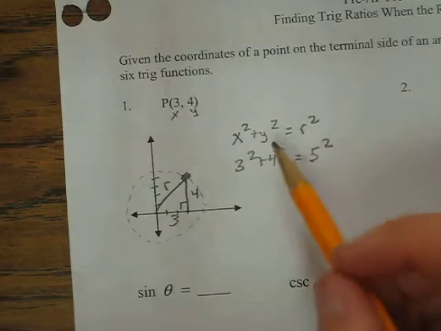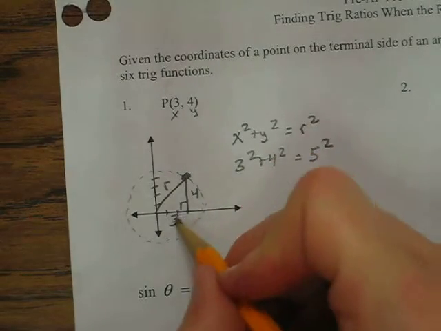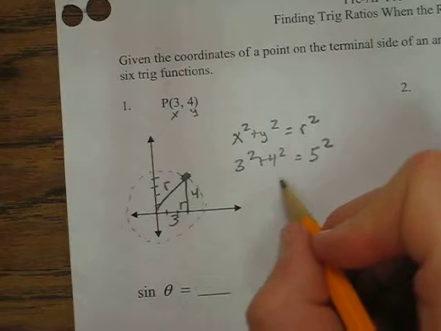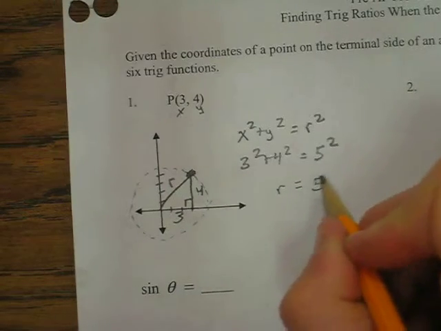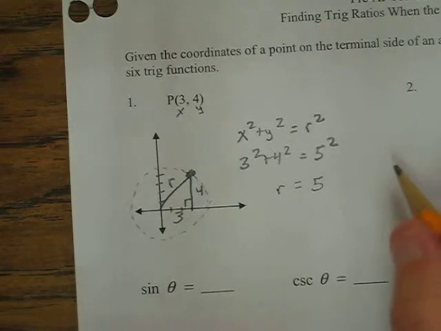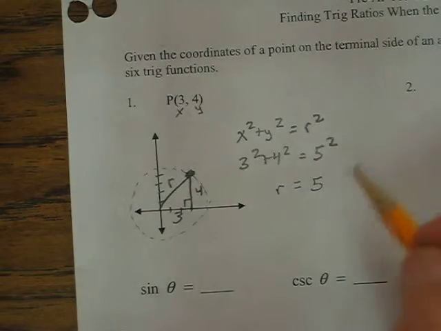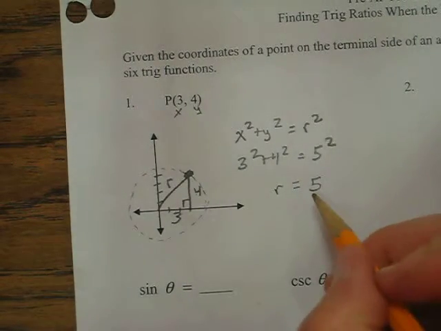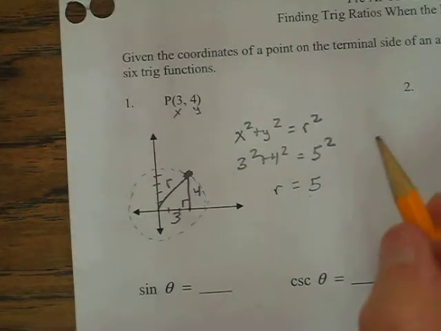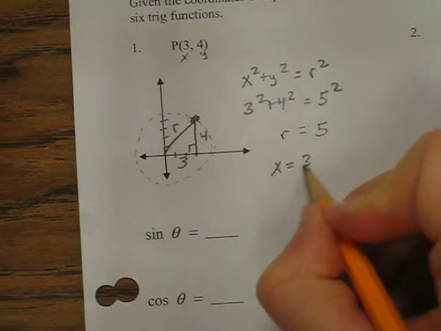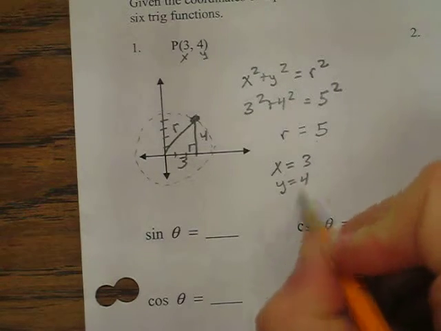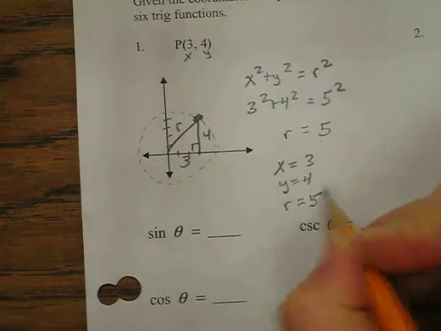So on the harder problems, you would need to do this, but you also can recognize that this is a special 3, 4, 5 triangle. So in the end, r is going to equal 5, and you would just work that out and you get the same answer. So we have figured out that we're in the first quadrant and r is 5. So now we're going to use all this information. So x equals 3, y equals 4, and r equals 5.